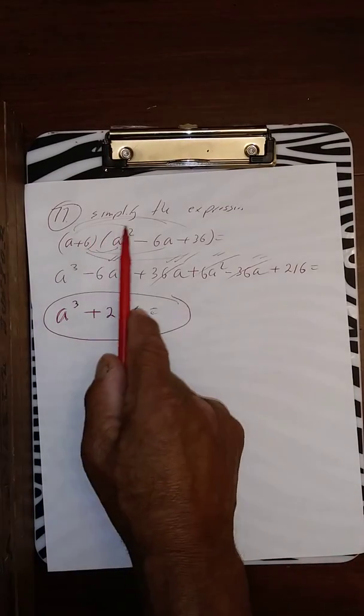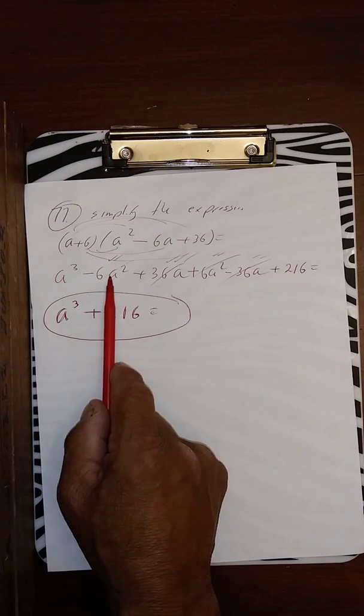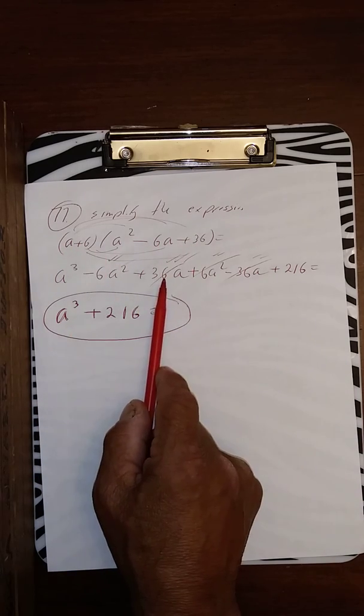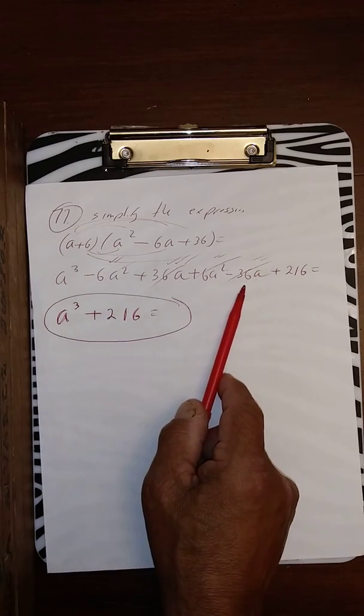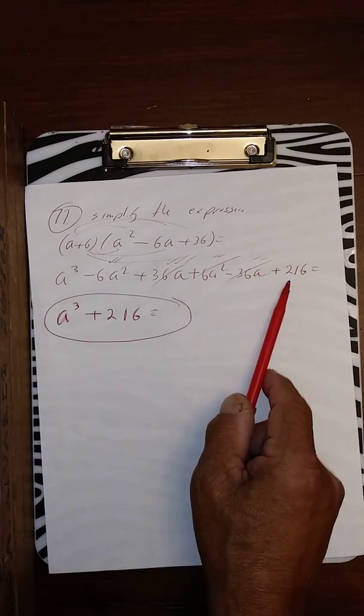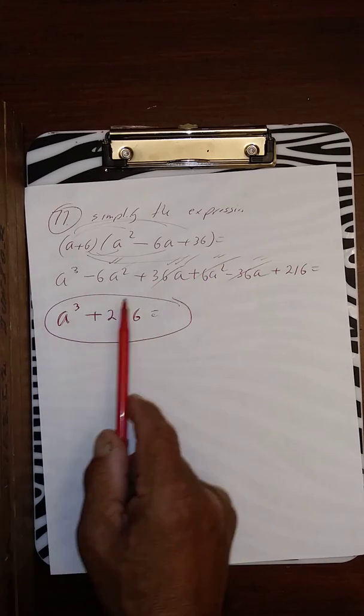Alright, simplify this expression. So 8 times that, a cubed, 8 times that, 6a squared, 8 times that, 36a. 6 times that, 6a squared, 6 times that, minus 8, 36a, that times that, 216.